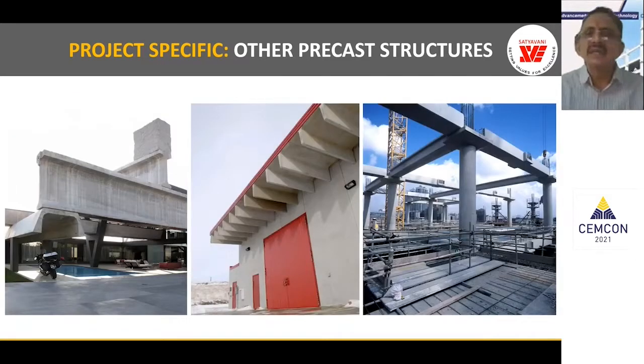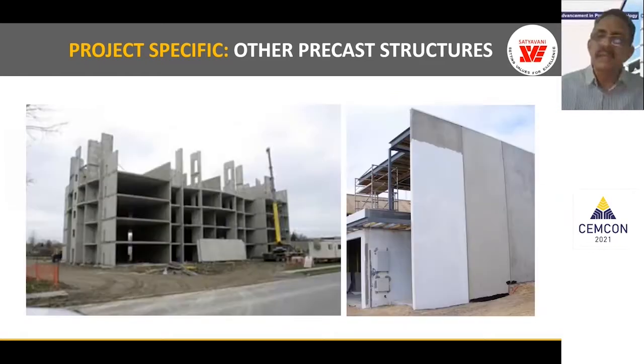And we can see all the large span structures, various shapes of the beams and slabs that can be done. And in residential construction with large precast panels, whether it is walls or slabs, we can thereby reduce the number of joints in the structure also.